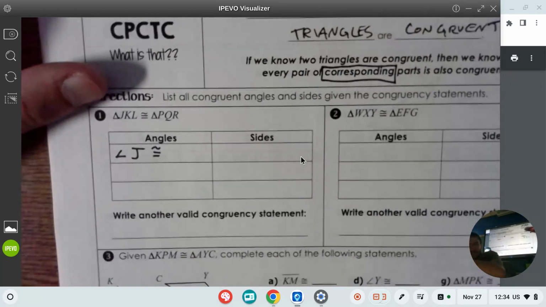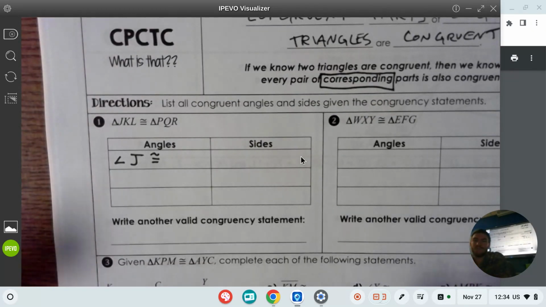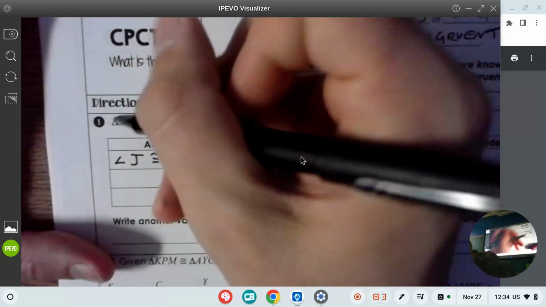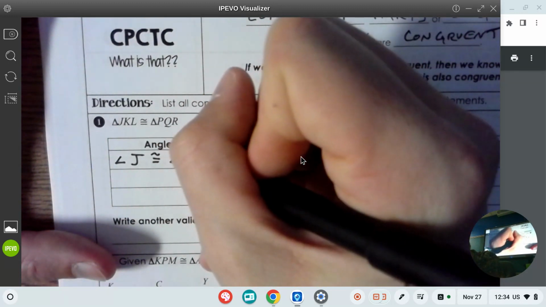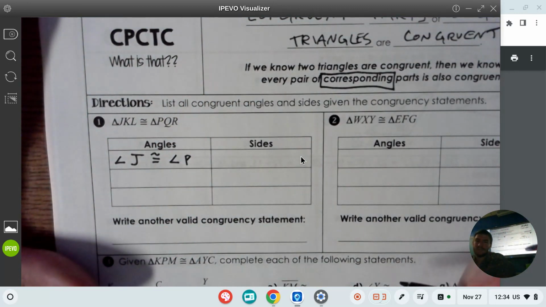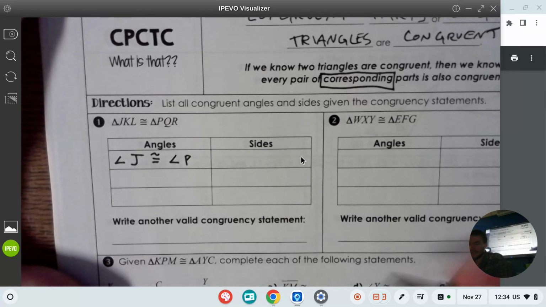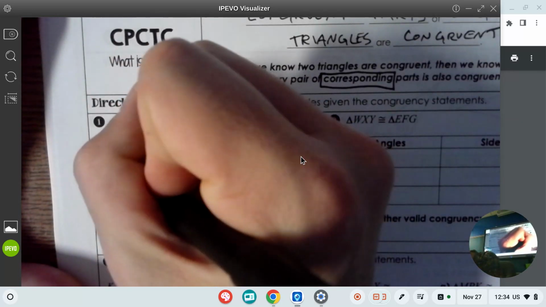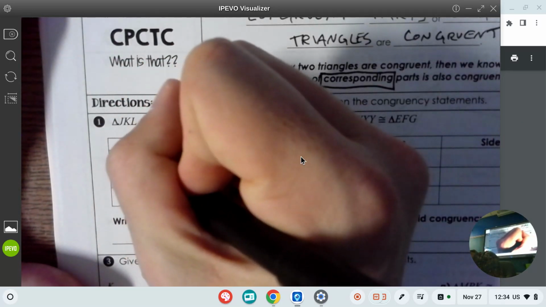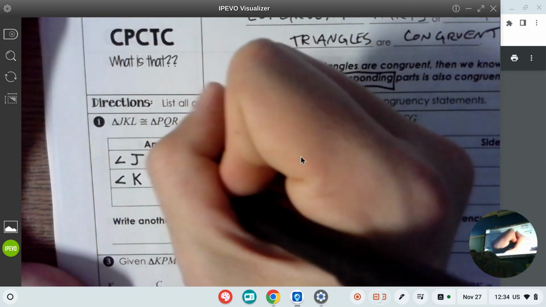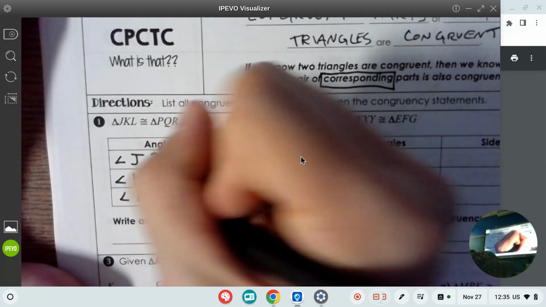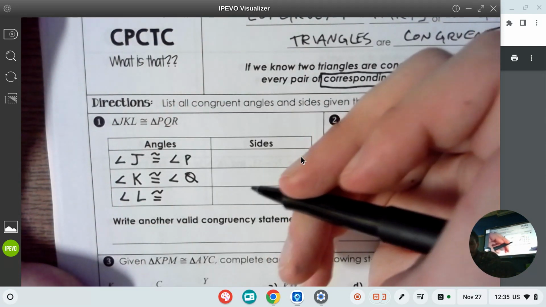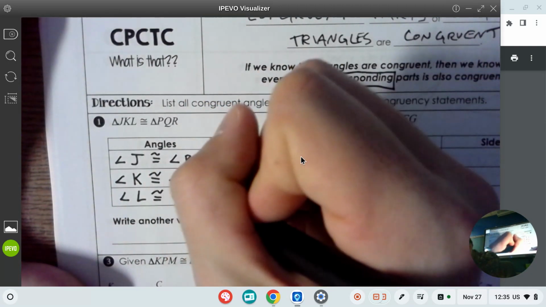So down here, we don't just get to pick random ones, right, and just say, oh, you know, J and Q. We say the first is congruent with the first, which is P. So which one is K congruent with? Angle K congruent to angle Q. Angle L is congruent with, wow, flying by today, congruent with angle R.